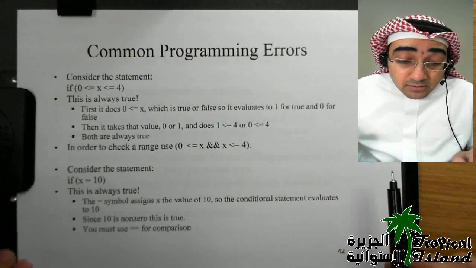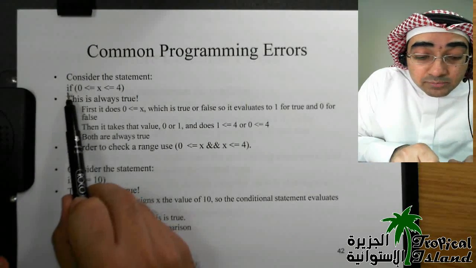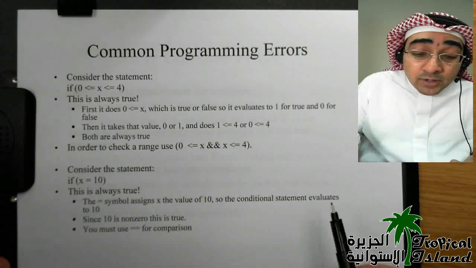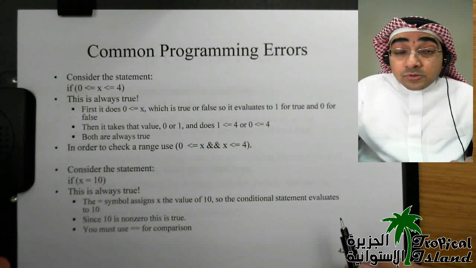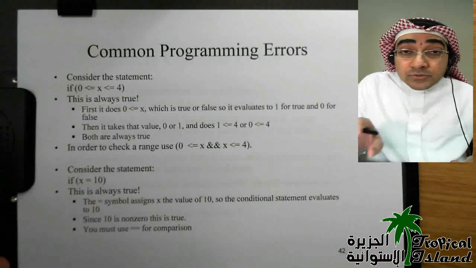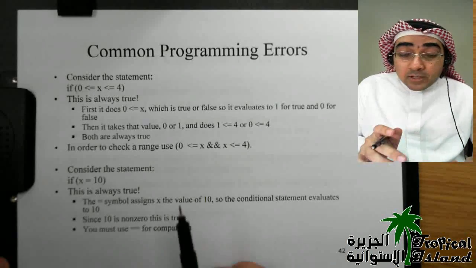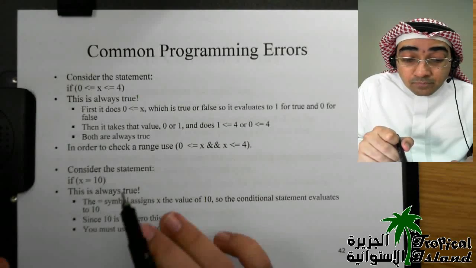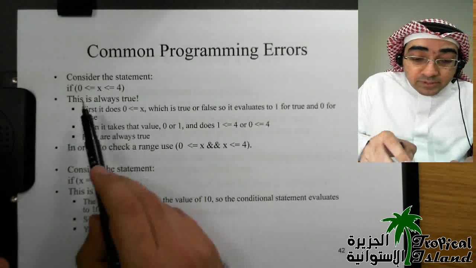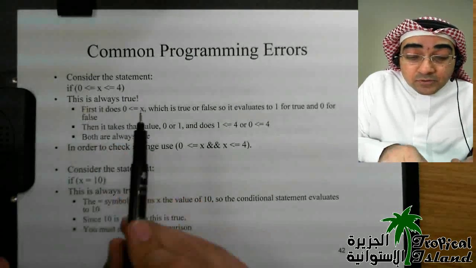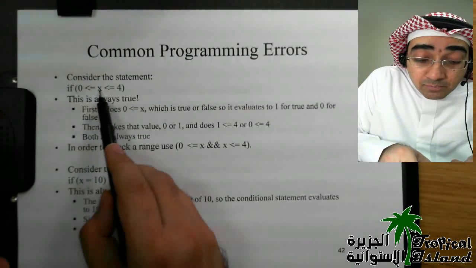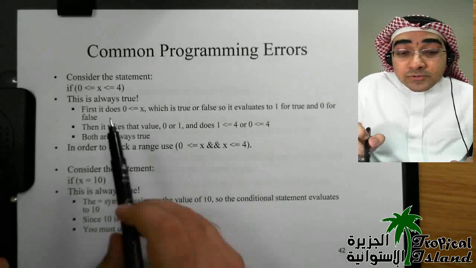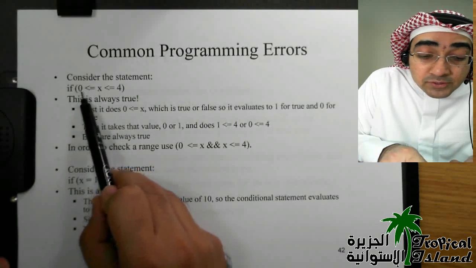Common programming errors. This is a very, very common programming error. Say if x is greater or equal to 0, less than or equal to 4. This condition is always true. It will never be false, whatever the value of x. Why? Because of the order of precedence. Let's suppose that x is -5. In math this is not true, but in C, is 0 less than or equal to -5? That is false, so this will return a 0.